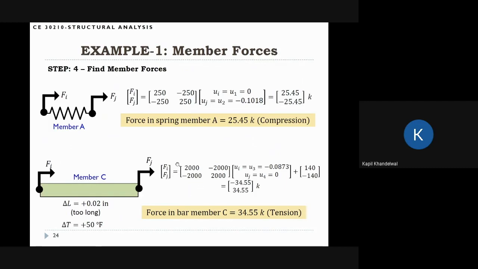For member C, these are the forces. So forces are Fi and Fj, stiffness matrix times the displacements. But in this case, we have to add the P0 vector. So in this case, the P0 vector was the contribution of fabrication error and the temperature. So this was the total contribution, 140 minus 140. So we have to make sure that you add this contribution. And if we do the calculation, this is the member force. Fi and Fj is minus 34.55 and 34.55. So if we draw the free body diagram, you can quickly see that this member is under tension, and the tension is 34.55 kips.